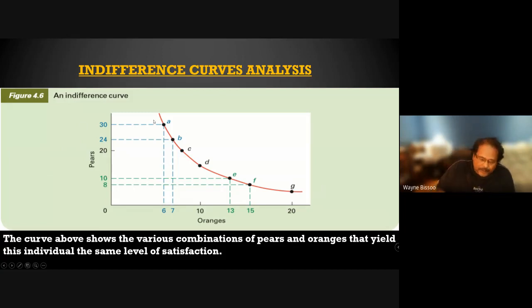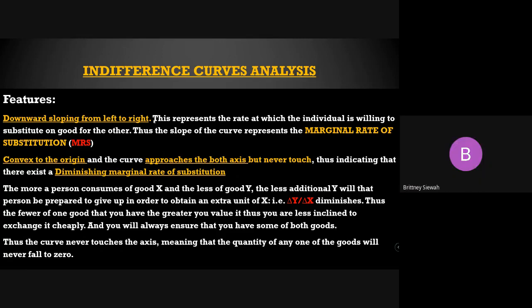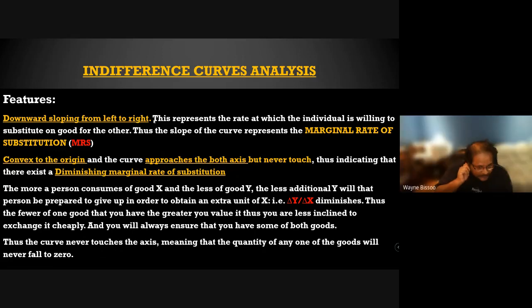It means that you will always make sure you at least have one of the goods. You're never going to give up all of the good, at least from this particular situation here, because you're always going to want to make sure you have both of the goods. You want apples, in this case here, oranges and pears. So far so good. You all understand these features? Yes, sir. All right. Any questions about this?